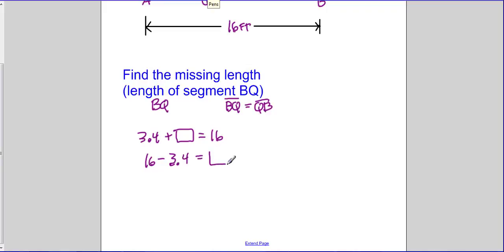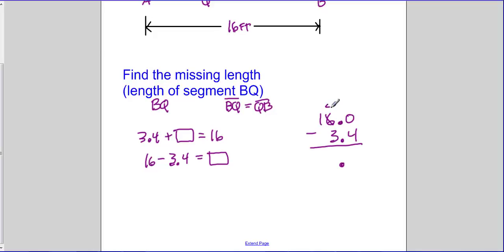That'll equal box. Here's a situation where I've got to get my decimal points lined up. So my 16, I'm going to put a decimal point behind it, line up the decimal points with the 3.4, and add a 0 here. Now I'm ready to go. This is like 160 minus 34. Bring your decimal point down.